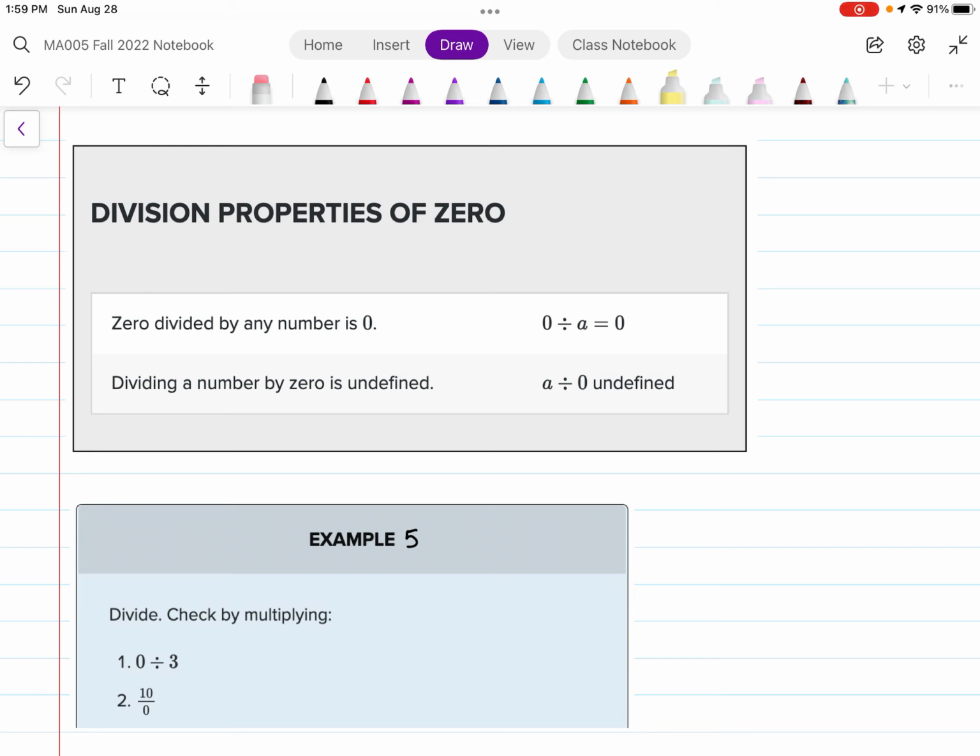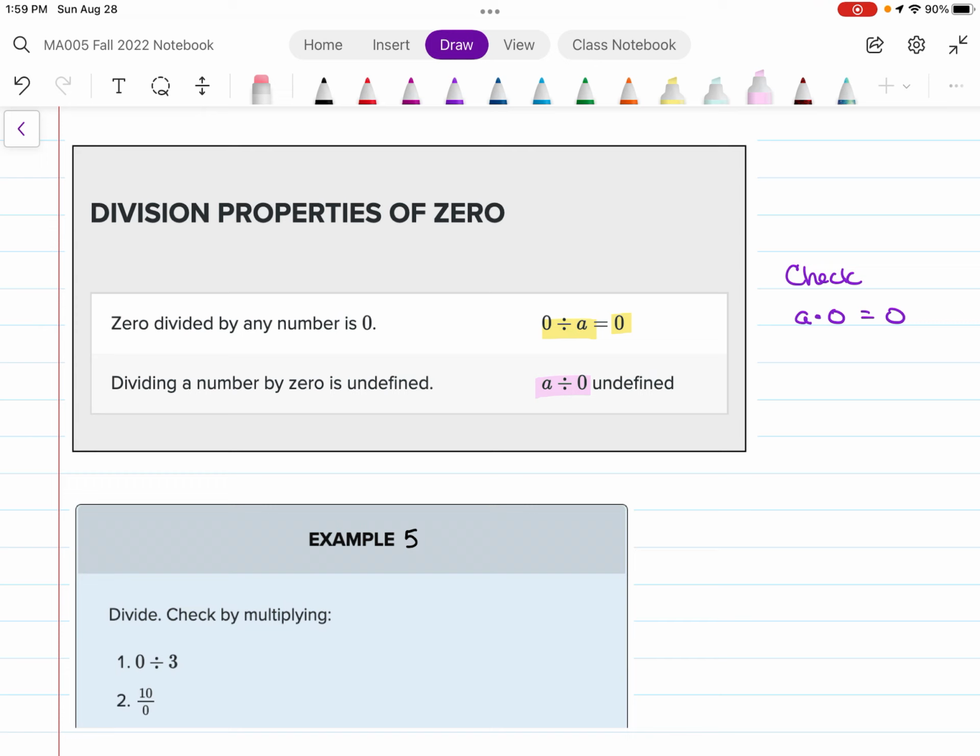So 0 divided by any number, our number is going to be a, is 0. Well, let's check that and see what happens. So we get a times 0 equals 0. Sure enough, anything times 0 is 0. So great. Well, we've got a divided by 0 is undefined.